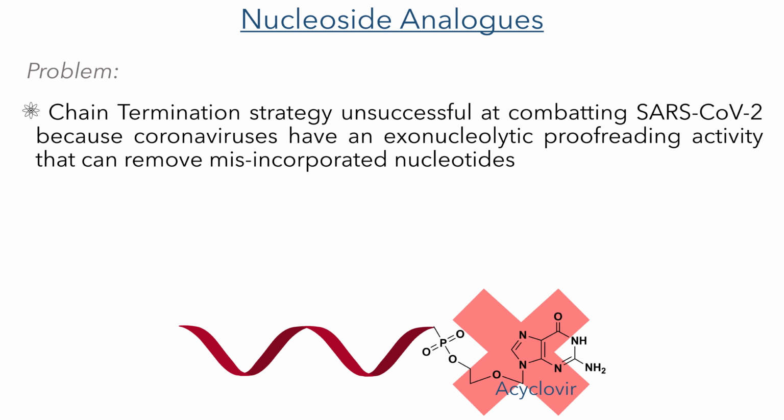There's a problem with this strategy, however, as coronaviruses, such as SARS-CoV-2, have exonucleolytic proofreading activity that can recognize and remove misincorporated nucleotides, and can therefore repair the damage caused by these chain-terminating antiviral drugs. A solution to this problem is to use lethal mutagenesis.